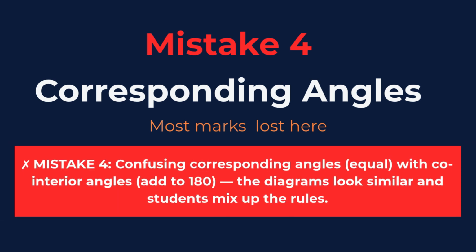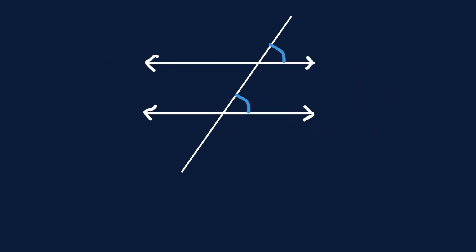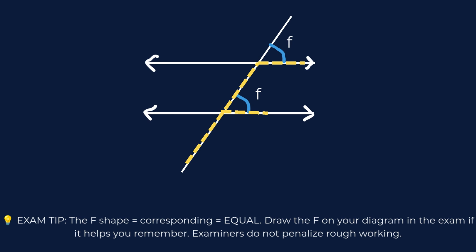When a straight line crosses 2 parallel lines, corresponding angles are equal. They're in the same position at each intersection, both above left, or both below right. Here's the trick every student learns and remembers forever. Corresponding angles make an F shape. Trace the letter F on the diagram. The 2 angles sitting in the corners of the F are equal. Write corresponding angles next to your working.